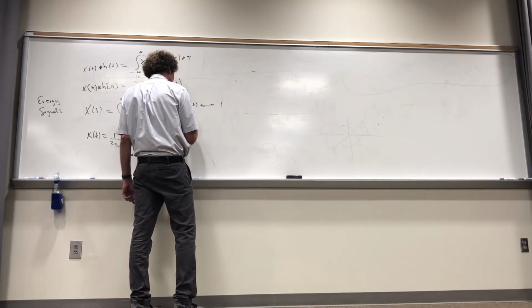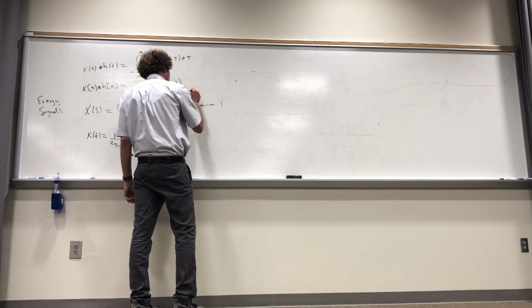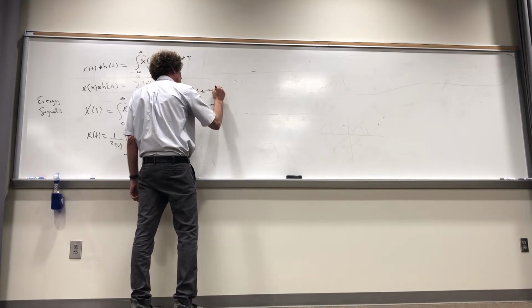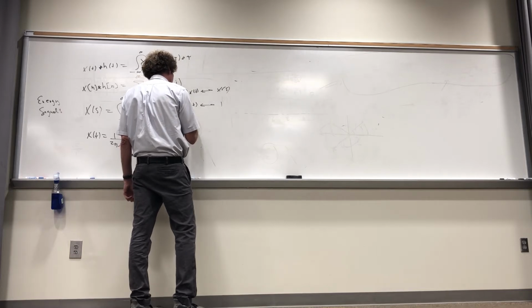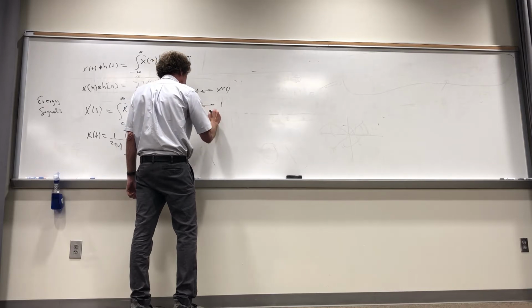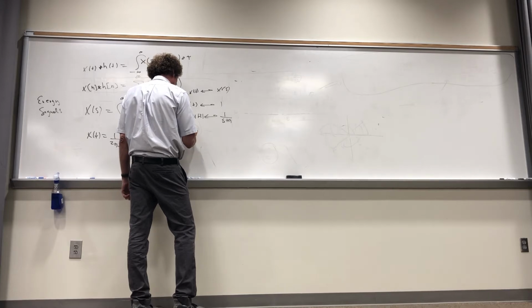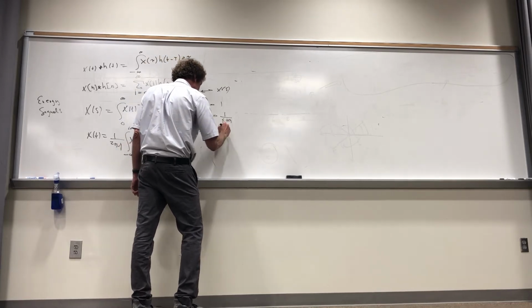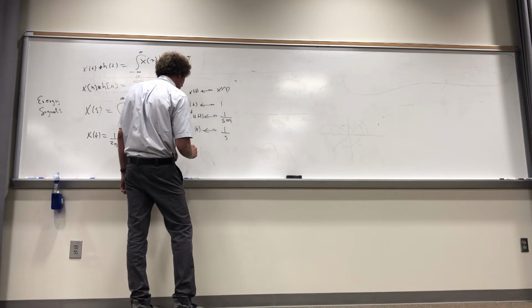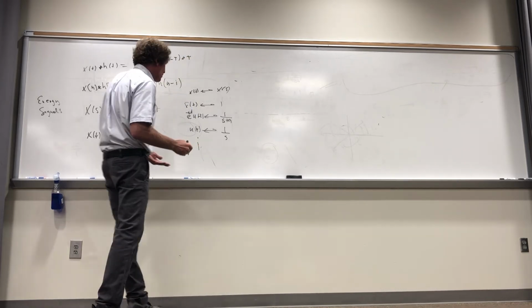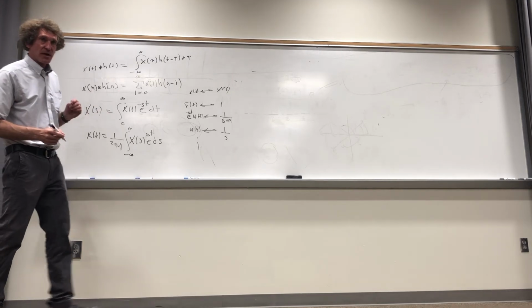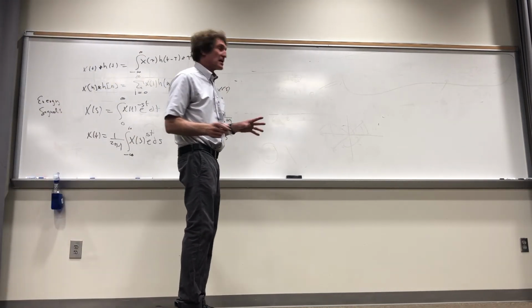We knew that if x of t goes to x of s, then e to the minus at u of t goes to 1 over s plus a. If u of t goes to 1 over s, these are the most common, and then we use properties to get the rest of them. That's Laplace transforms, and you have to make sure you have a clear understanding of Laplace.